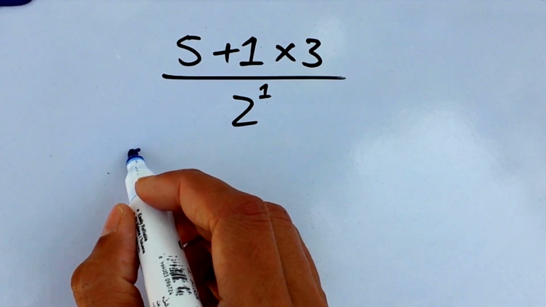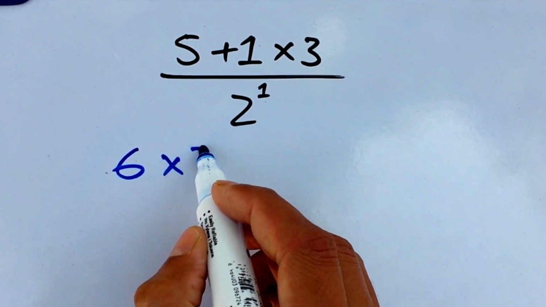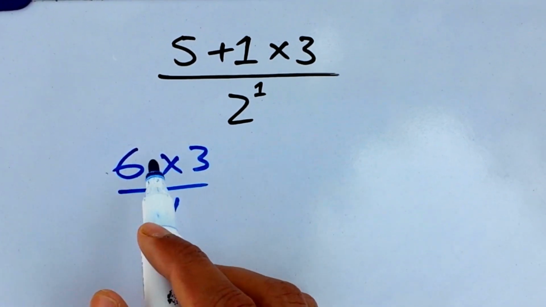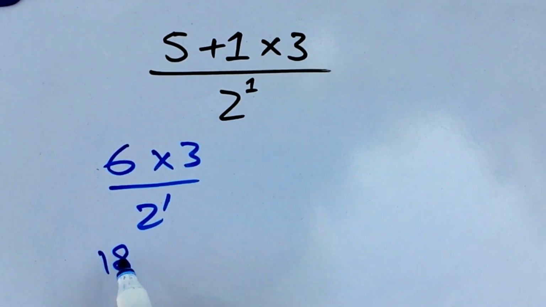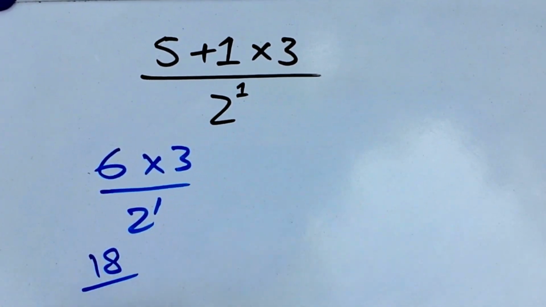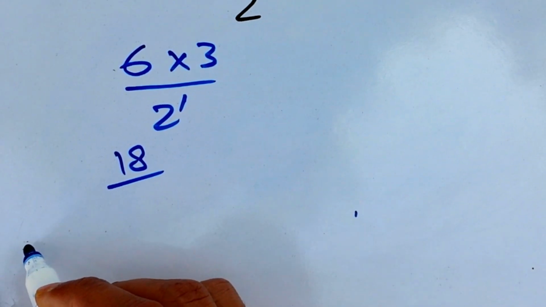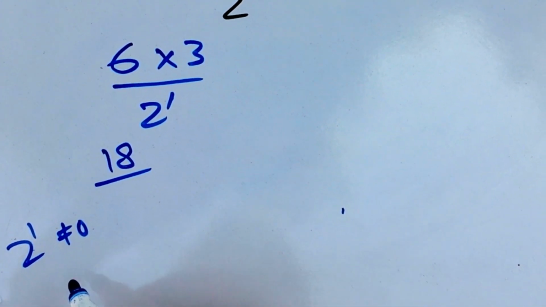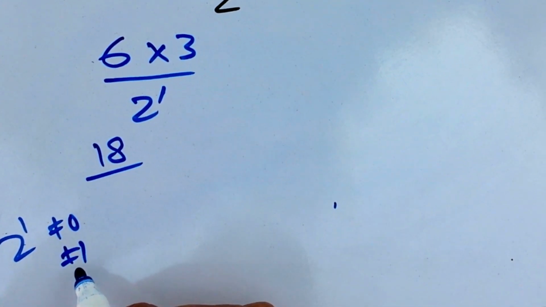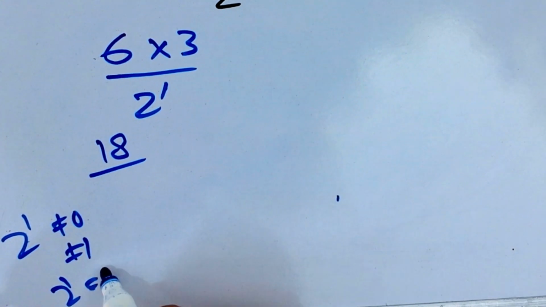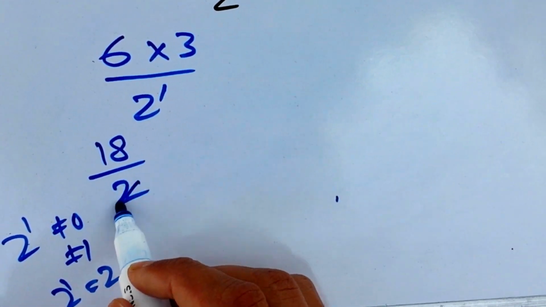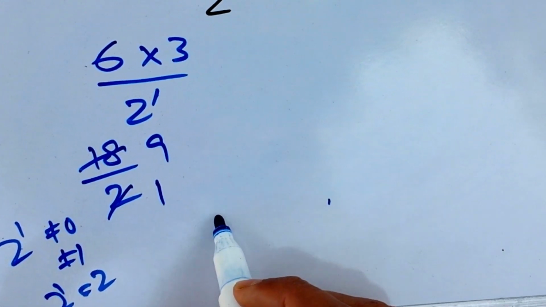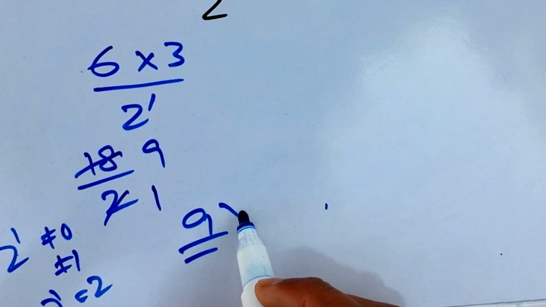So 5 plus 1 equals 6, and times 3, and 2 to the power of 1, right? So 6 times 3 equals 18, divided by 2 to the power of 1. 2 to the power of 1 is not equal to 1. 2 to the power of 1 is equal to 2, right? So 18 divided by 2 is 9. But this is wrong.